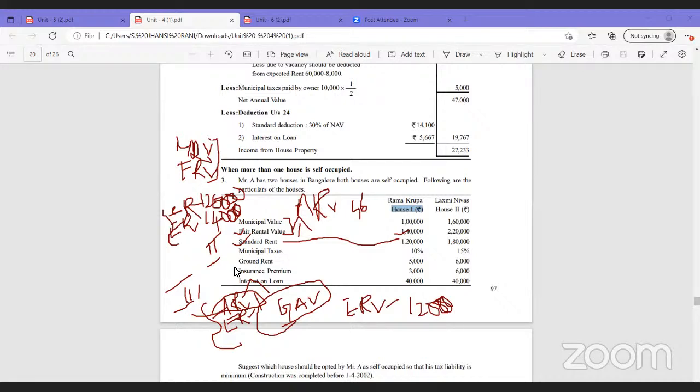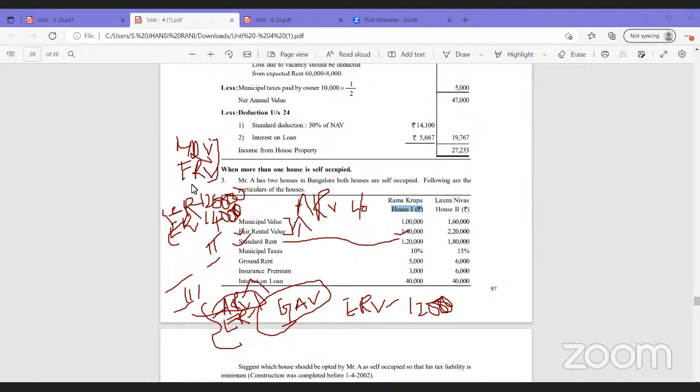Ground rent means, for example, if you have an apartment and the ground floor is empty, and you give it for a parking slot or something else, that is not considered as income from house property. And insurance premium is not income to me, it is my expenditure, so it will not be taken. We are calculating only the part of gross annual value.